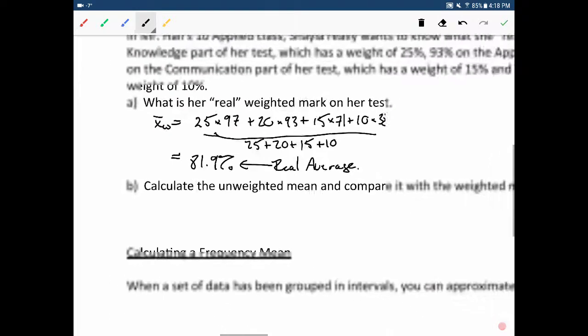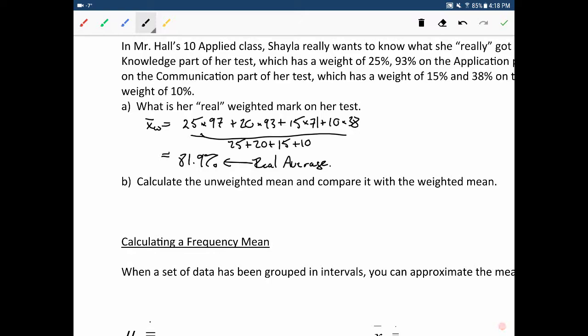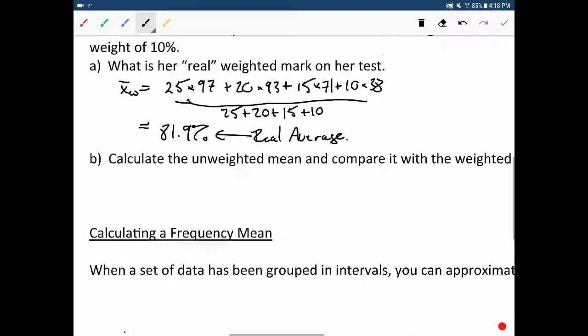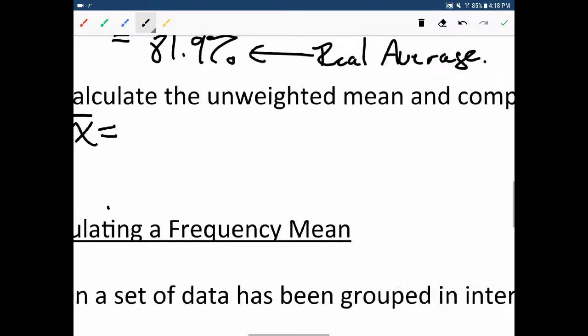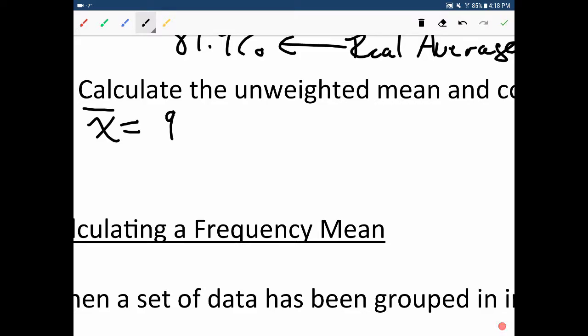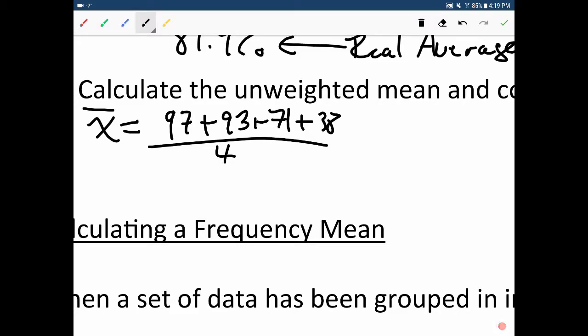And if everything was weighted the same, you could just add the scores up and divide by 4. So for X bar, in this case, we're just doing what people will typically do, because people will just typically add up those marks. We say 97 plus 93 plus 71 plus 38, and we just divide by 4. When you just add up the tops and add up the bottoms, this is basically what you're doing. And that'll get you 74.8. And you can see that that's no good.